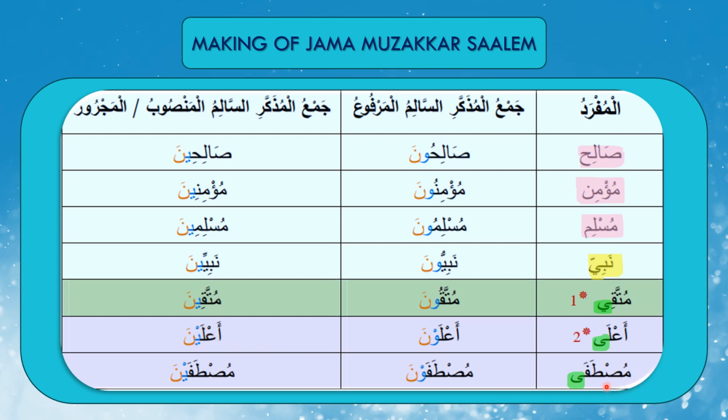In Mustafa, Mustafa comes from the verb istafa, means to choose. So Mustafa gives the meaning of the chosen one. Mustafaina, the weak letter has been dropped, becomes Mustafauna in marfu and Mustafaina in mansub and majroor. So let's see in details the change of structure when it becomes Jama muzakkar salim.